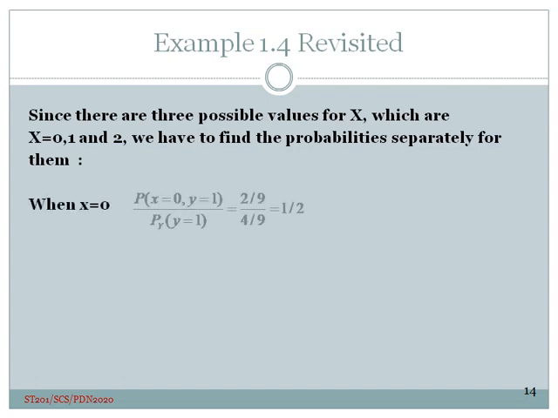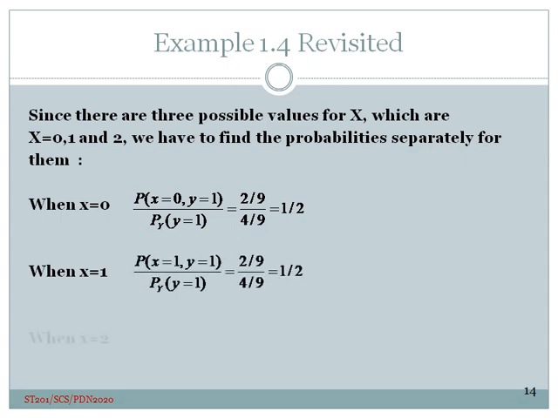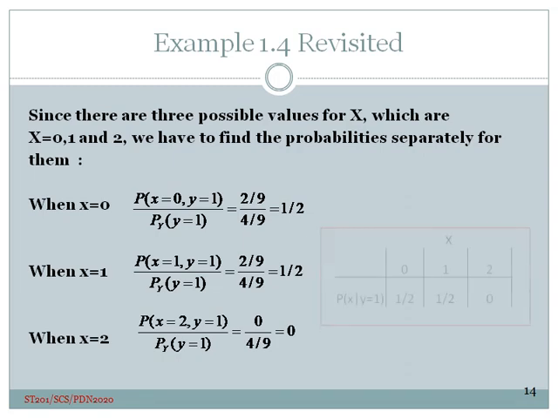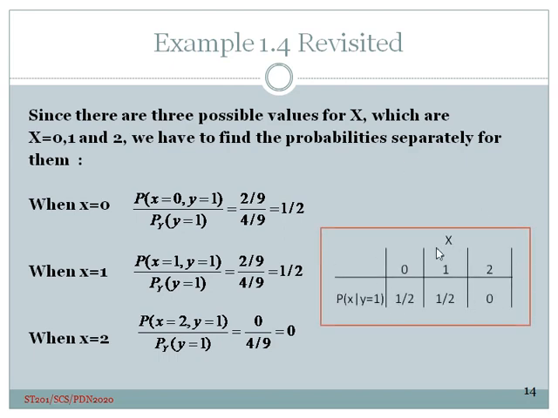When x is 0, the probability that x given y equals 1 will be the probability of the cell 0, 1, which is 2/9, divided by the condition 4/9. So the answer will be 1/2. We follow the same calculation when x is 1 and also when x is 2. Now we can rewrite these probabilities as a table. If we add up these probabilities, they will add up to 1, showing that Px given y equals 1 is a valid PMF.